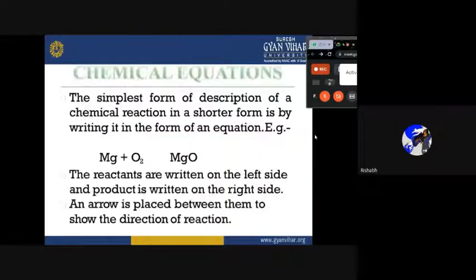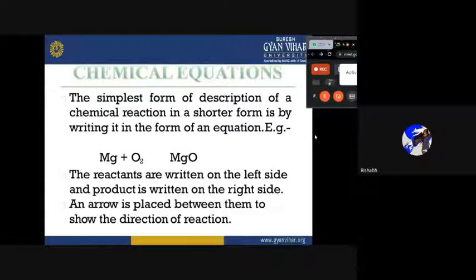A chemical equation is the simplest form of description of a chemical reaction. In a shorter form, we write it in the form of an equation. So it is the simplest and shortest form in which we can represent a chemical reaction using these equations.